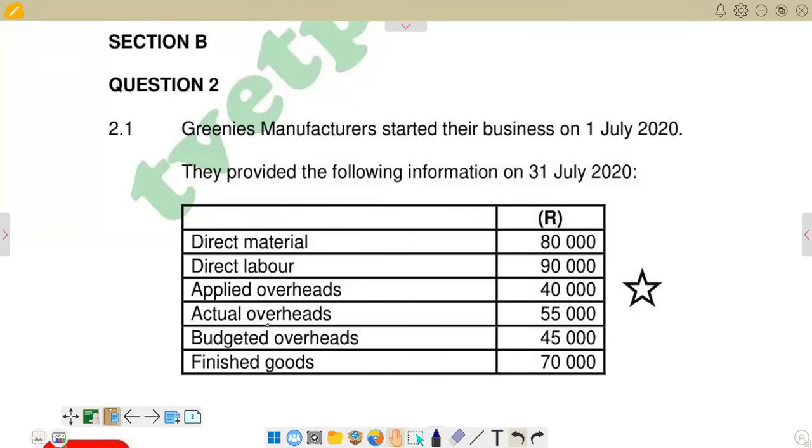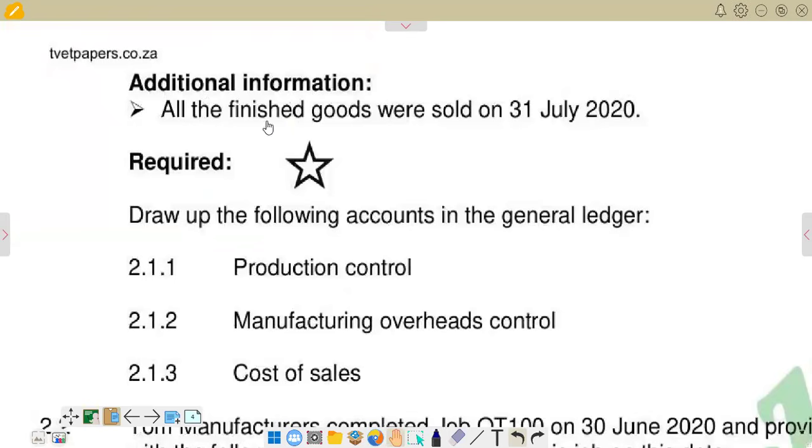Then if we go to the next page, I would see that we have got additional information which reads all the finished goods were sold on 31 July 2020. And then on the required part, it says draw up the following accounts in the general ledger. We've got the production control, manufacturing overhead control, and then we've got the cost of sales. So these are the accounts that we are going to prepare.